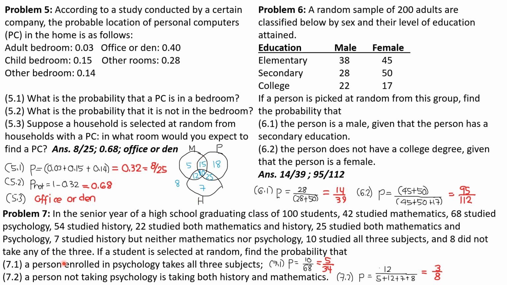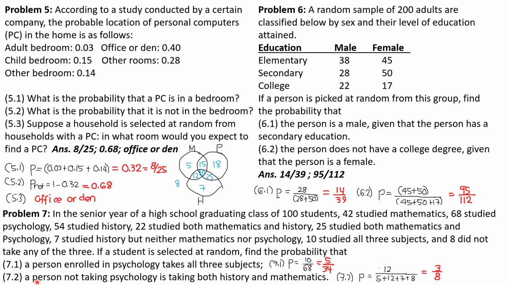So to answer the first question, find the probability that a person enrolled in psychology takes all the 3 subjects. So the number of students taking all the 3 subjects is 10, and the total number of psychology students is 68. So 10 over 68 is 5 over 34.